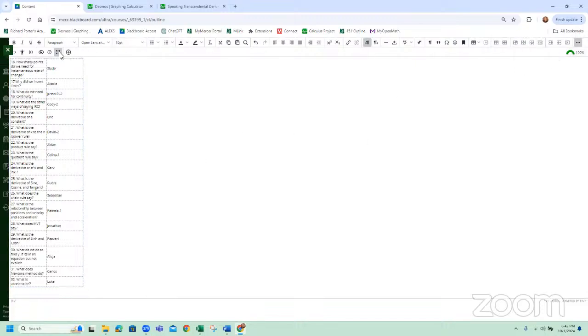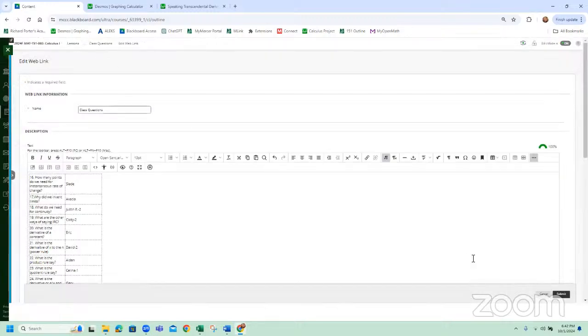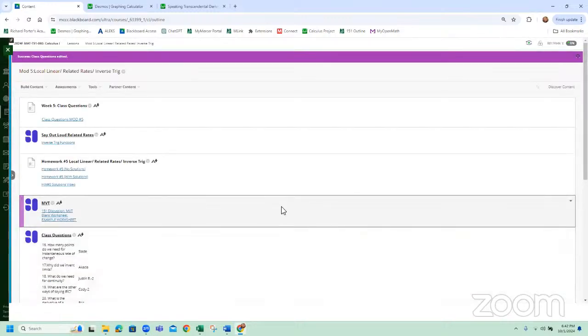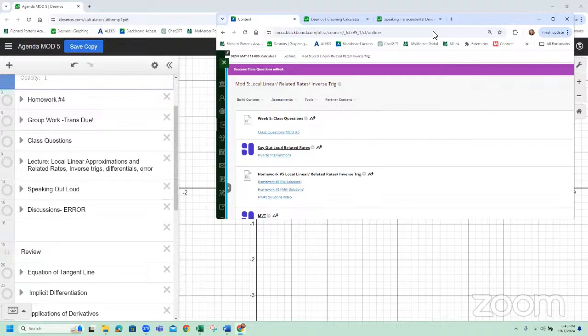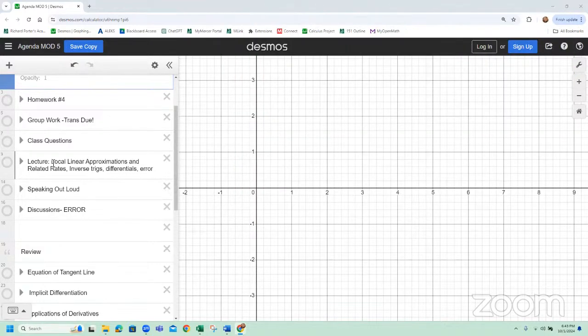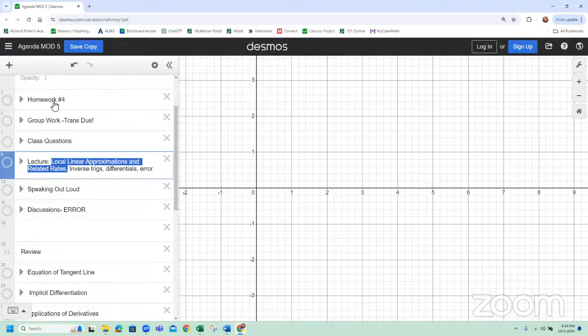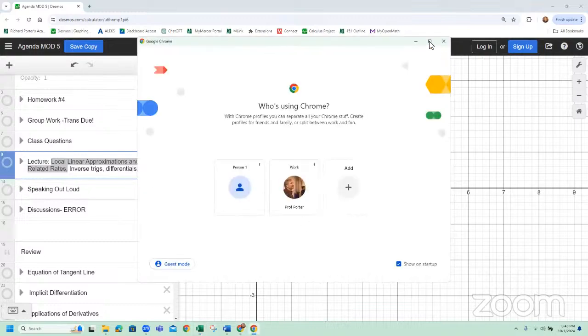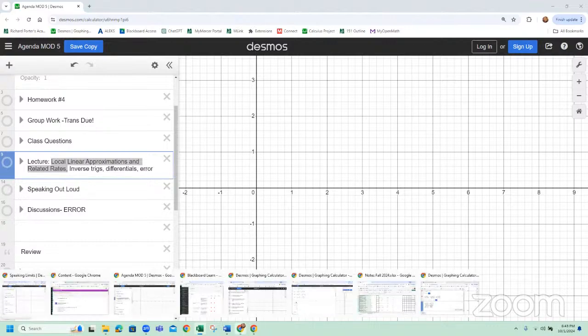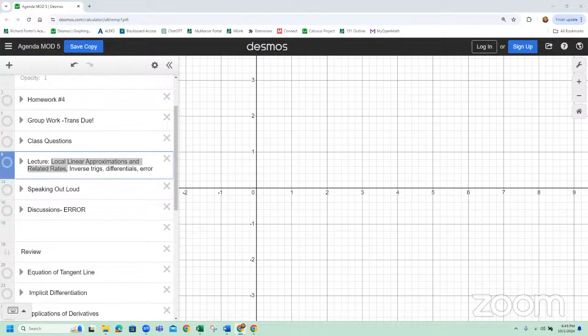Hold on a second. I have to make this smaller. So that, okay. What's the end of that? All right. So what are we doing today? What I need to talk to you about, I really only expect to get to local linear approximations and related rates. So let me, oh, that wasn't good. Nope, that's not good either. Hold on. There we go.